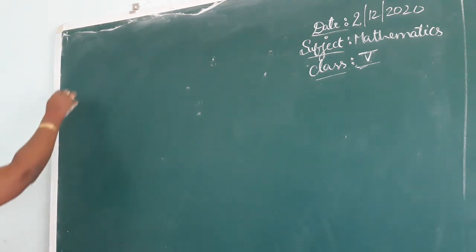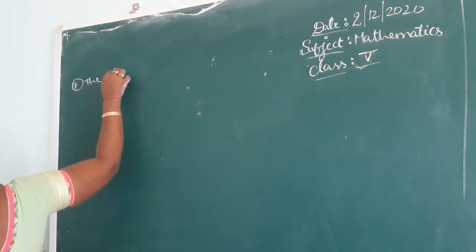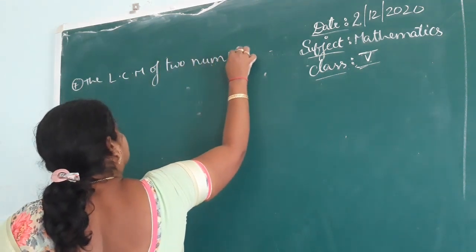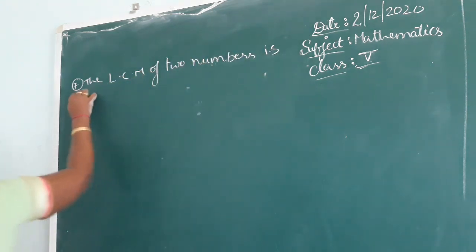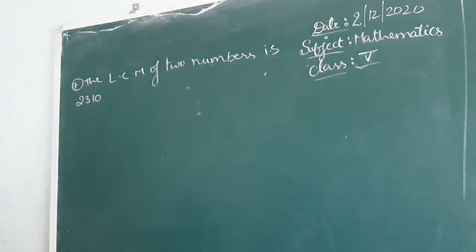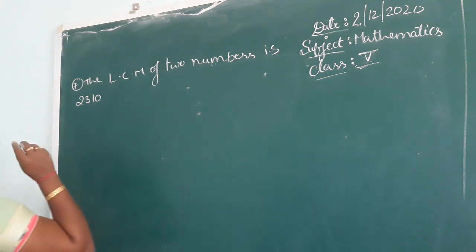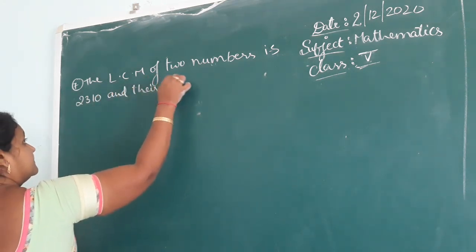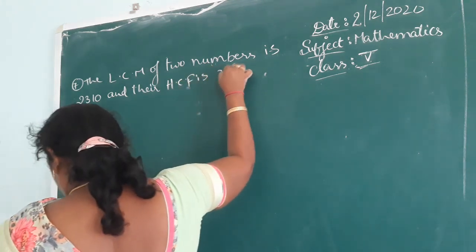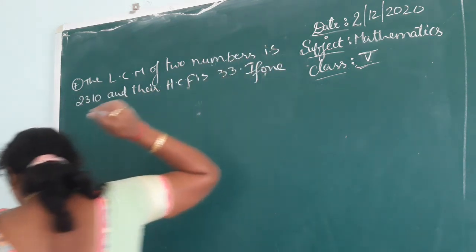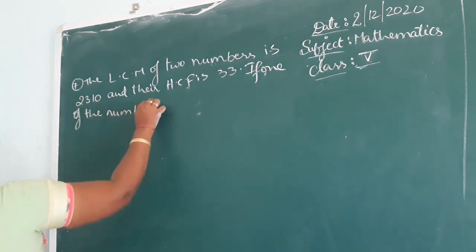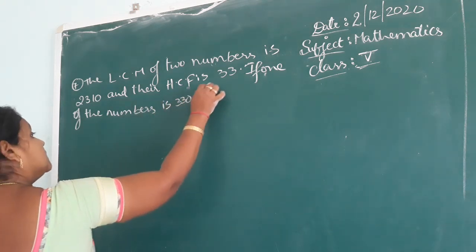See the seventh one. The LCM of two numbers is 2310, and their HCF is 33. If one of the numbers is 330, find the other.